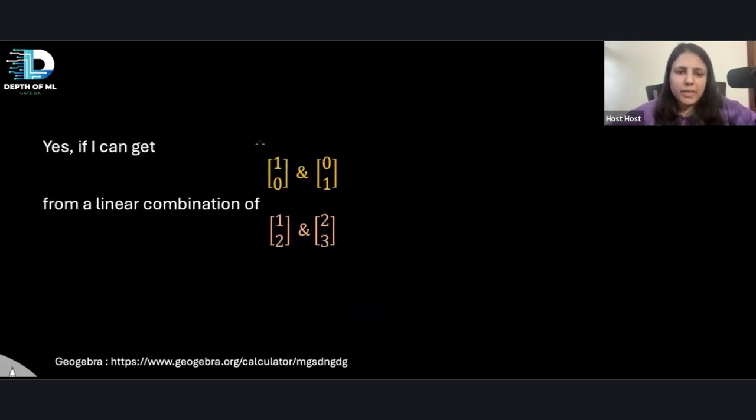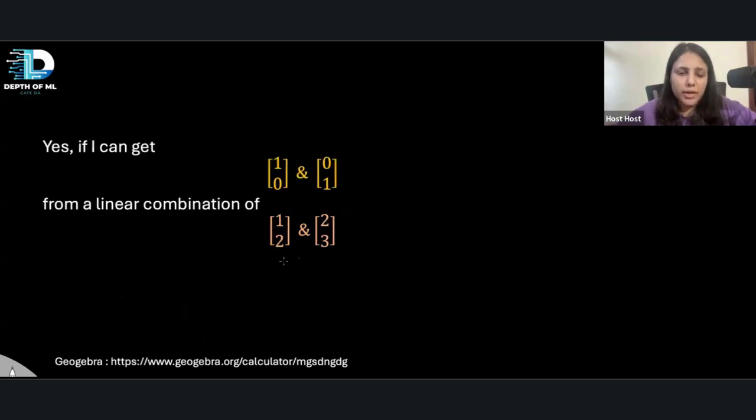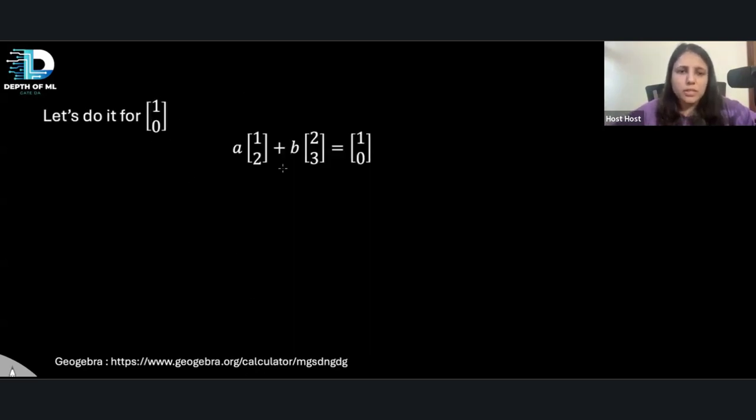So what if I say that if I can generate (1, 0) and (0, 1) from the linear combination of these two vectors, then for sure I'll be able to generate any vector (a, b), right? We saw that we can generate any vector (a, b) from the linear combination of these two special vectors. So if I somehow can generate these two vectors from (1, 2) and (2, 3), then my proof is done, and it will become very evident. So let's do it for (1, 0). Can I generate (1, 0) as a linear combination of (1, 2) and (2, 3)?